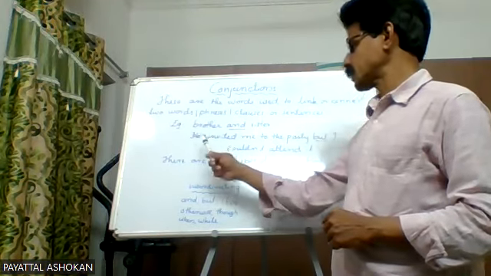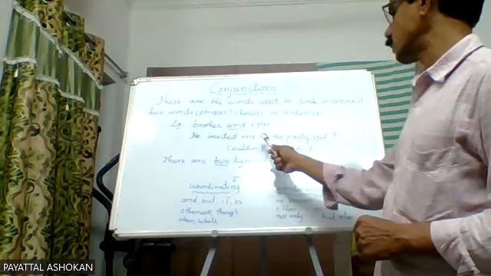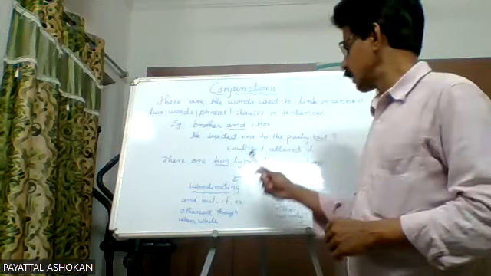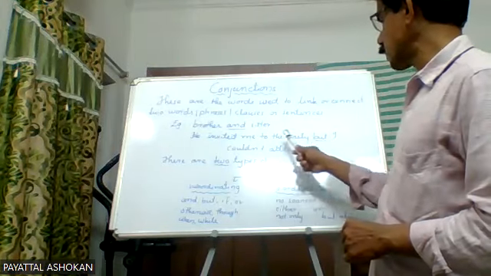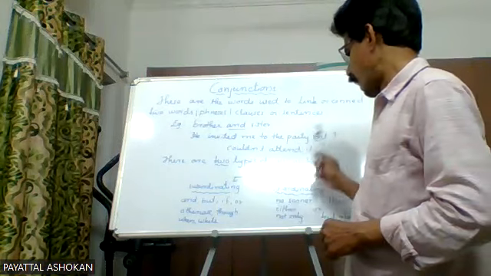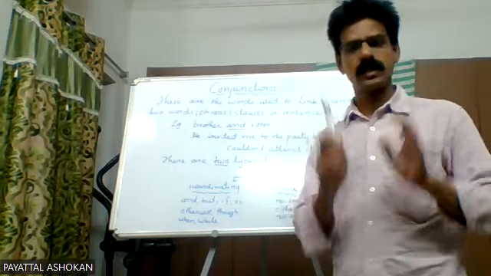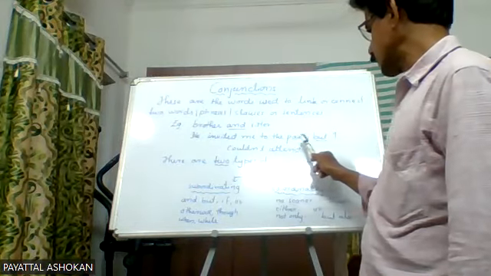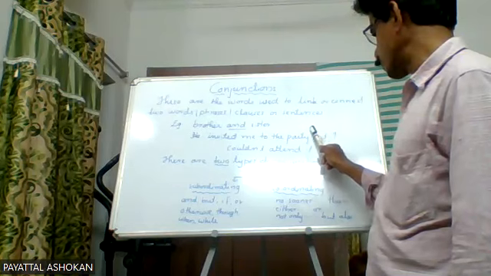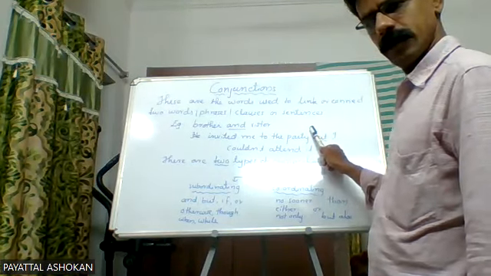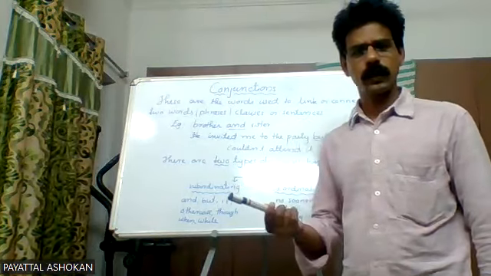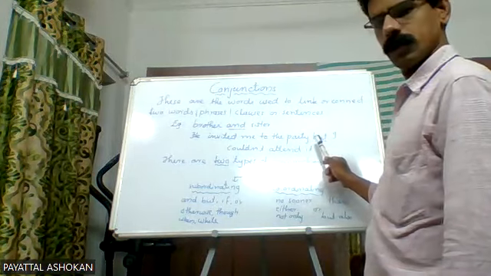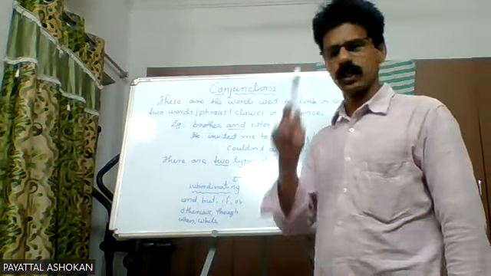In the same way, the next sentence: he invited me to the party, but I couldn't attend it. Here, he invited me to the party is a sentence. I couldn't attend the party is also another sentence. There are two sentences. To join these two sentences, I use the word but. I want to express my inability together with it, and for that I use the word but. So this but is a conjunction.